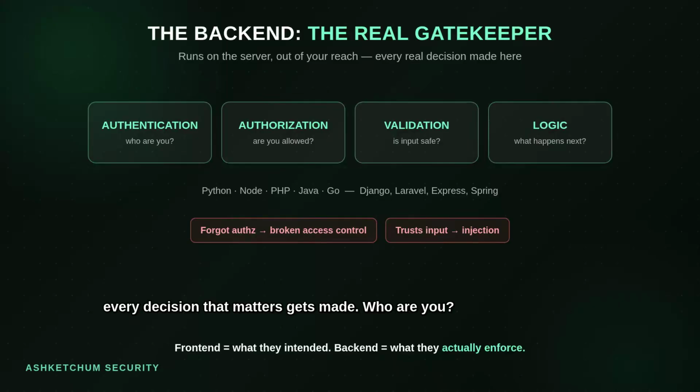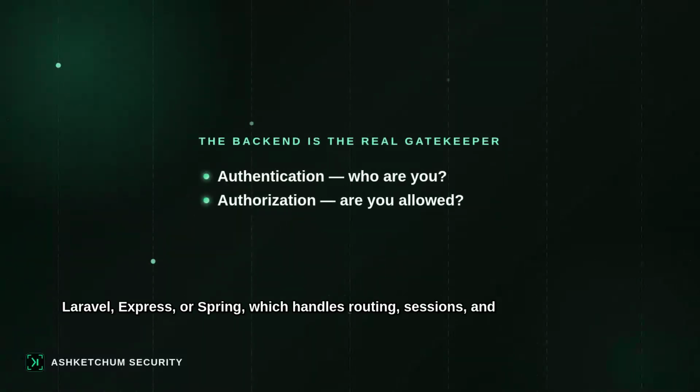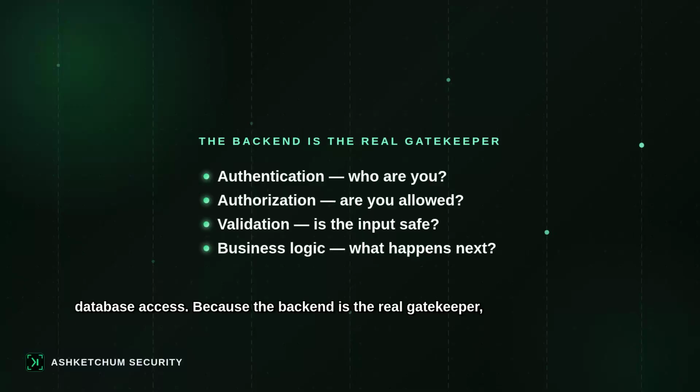Who are you? That's authentication. Are you allowed to do this? That's authorization. Is this data valid? That's validation. What should happen next? That's the business logic. The backend is written in server-side languages, Python, Node, PHP, Java, Ruby, Go, usually inside a framework like Django, Laravel, Express, or Spring, which handles routing, sessions, and database access.